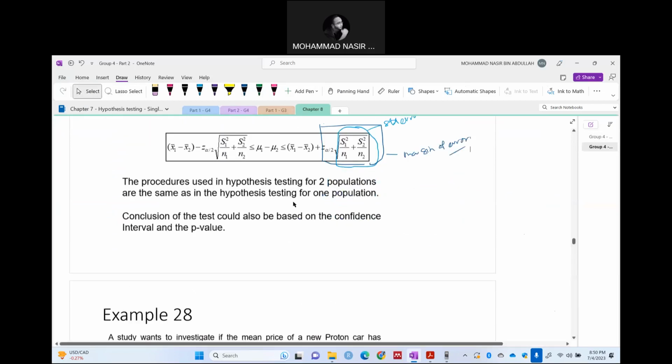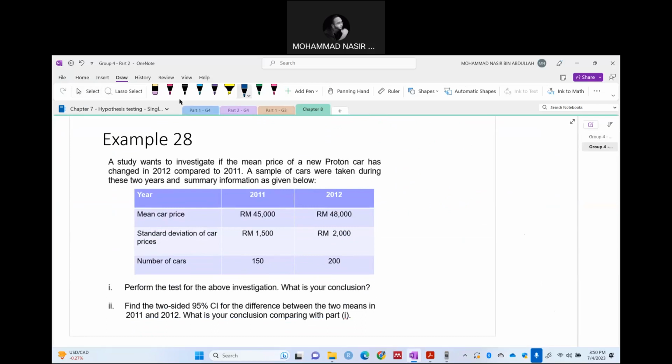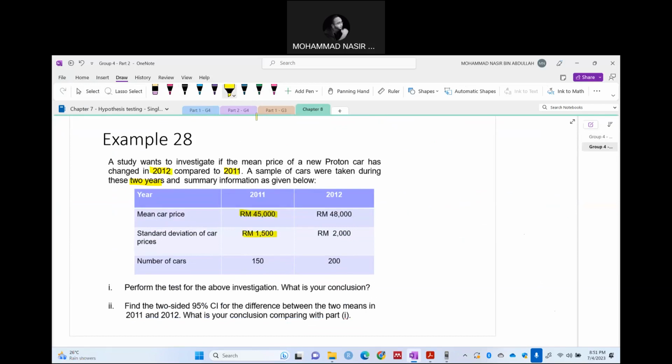Right. So now let's look at example number 28. A study wants to investigate if the mean price of a new Proton car has changed in 2012 compared to 2011. A sample of cars was taken during the two years and the summary information is below. So this is the mean price, standard deviation of car price in 2011, and this is the sample size, right?